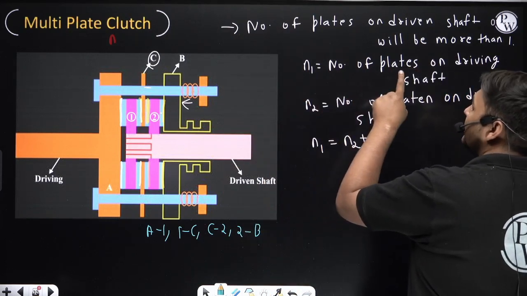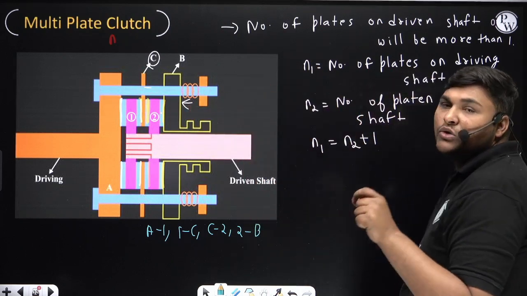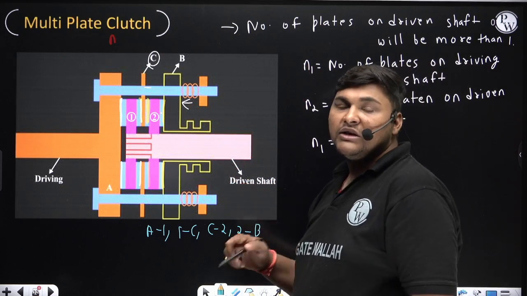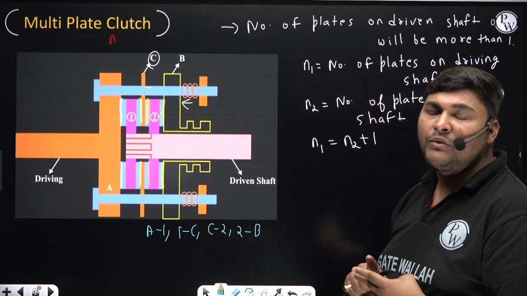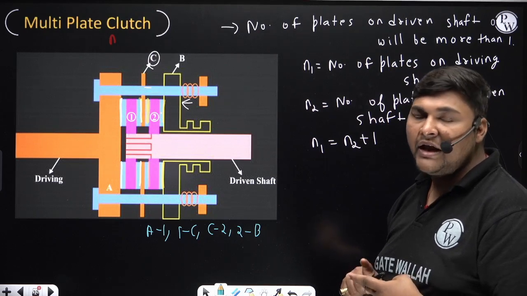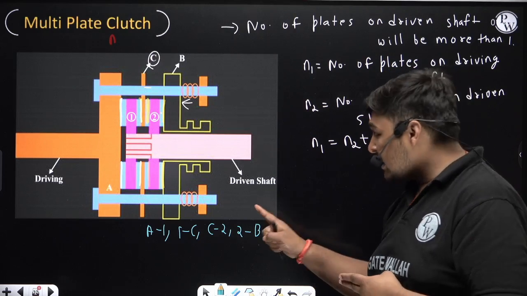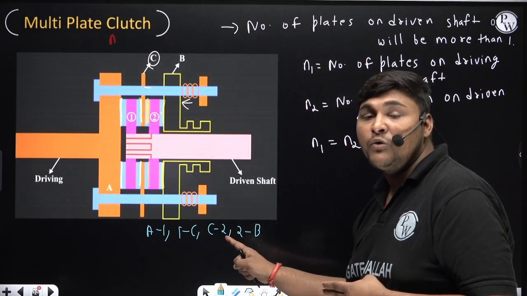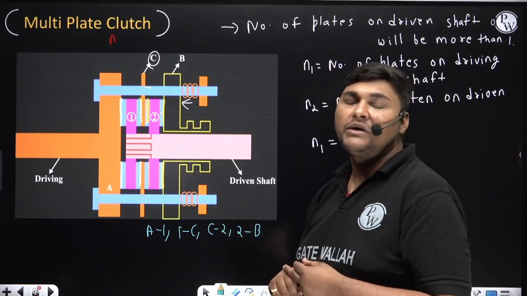How many total plates are involved in this case? N1 is the number of plates on the driving shaft, which is 3. N2 is the number of plates on the driven shaft, which is 2. If you add N1 and N2, it will be 5. And the number of pairs of contacting surfaces is 4, which is 1 less than 5. That means 5 minus 1 is the number of pairs of contacting surfaces.